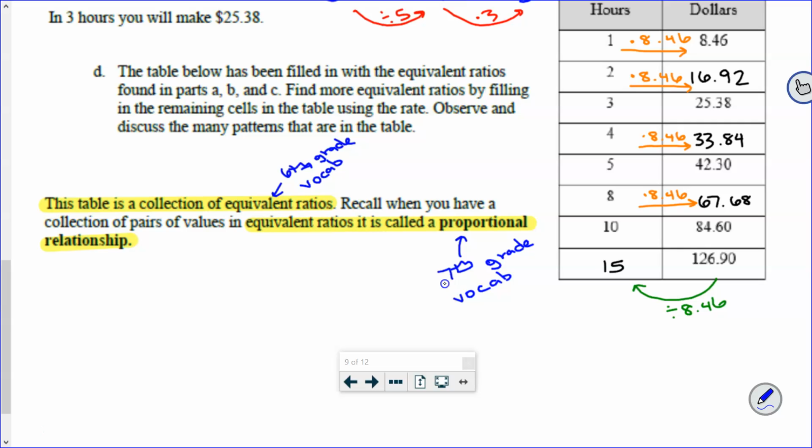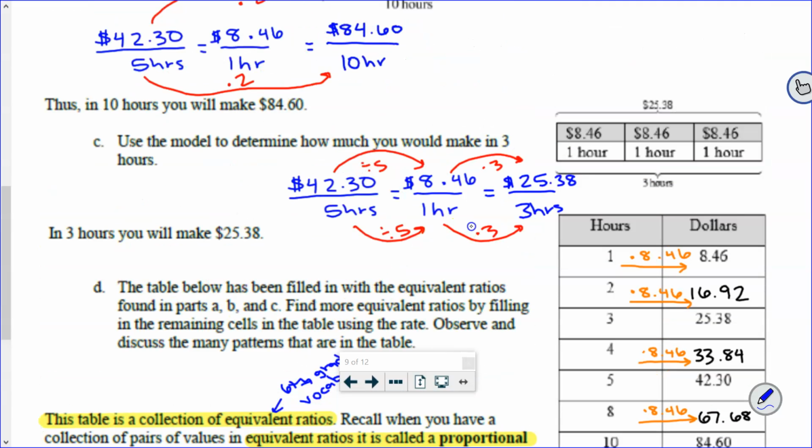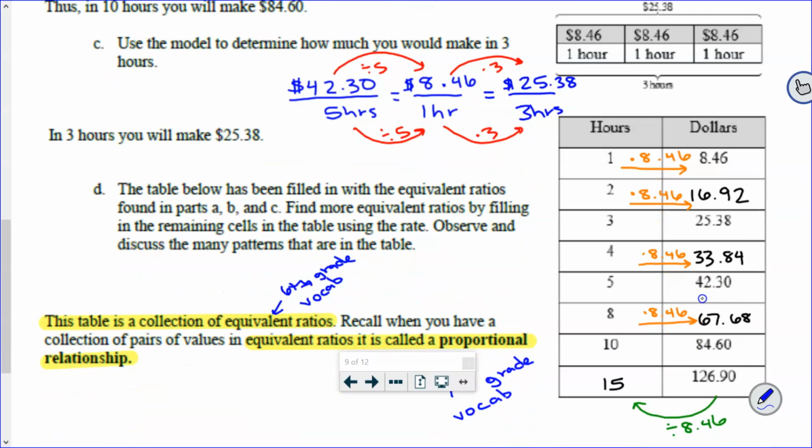And we showed our equivalent ratios up here, but we can also organize that same information in a table just like we've done here. And the reason we do this is when it's organized in a table like this, it also helps us see relationships that maybe weren't as obvious before, like we can multiply by $8.46 as we go across that table.